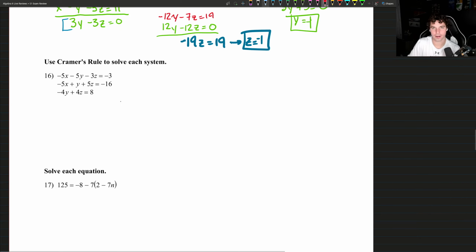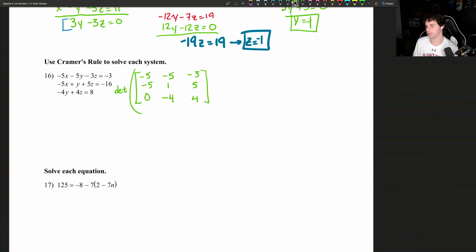So the first thing we need to do for Cramer's rule is get a coefficient matrix. All right, so -5, -5, -4. Nope, that should be 0. You have to be very careful about what your coefficients are. The first column is your x column, the second column is your y column, and the third column is your z column. What we need to do with this coefficient matrix is take the determinant of that, because the determinant, like we discussed in class, is the denominator of our x, y, and z.